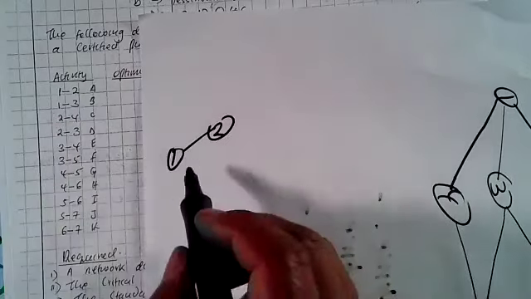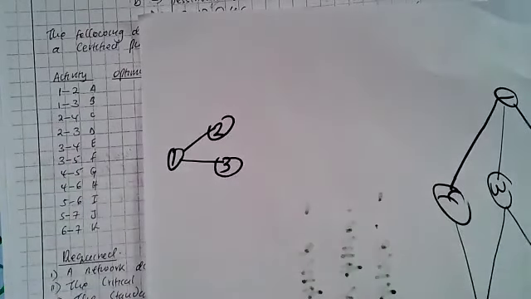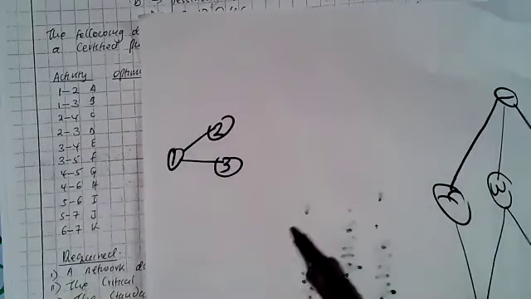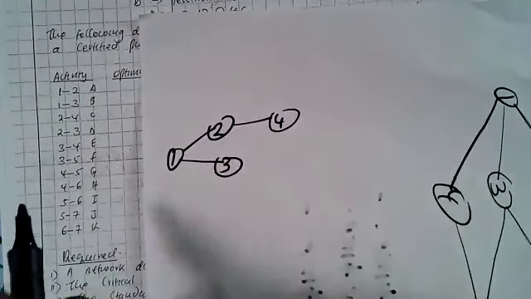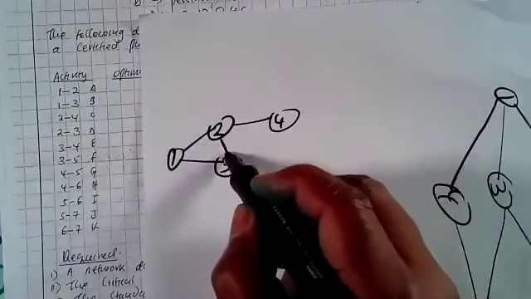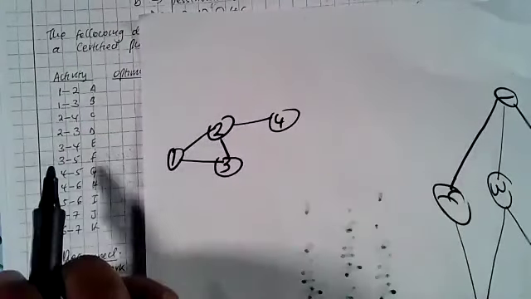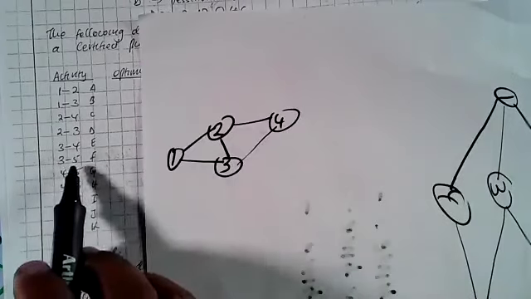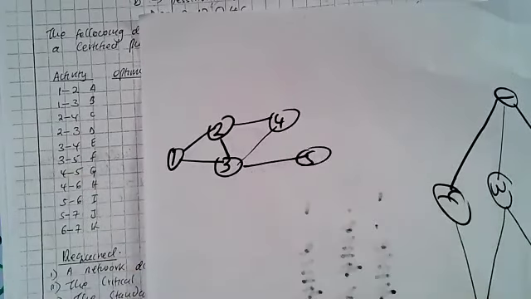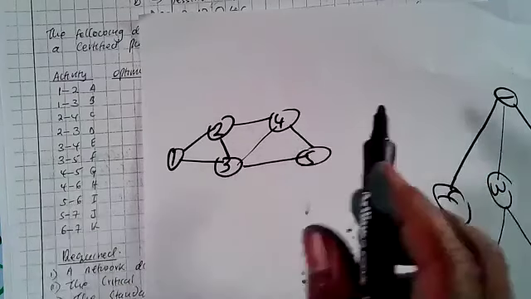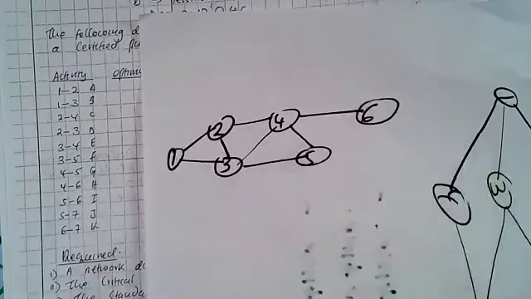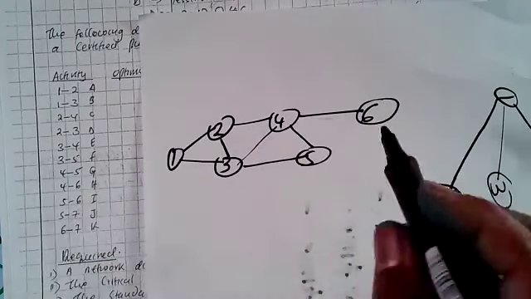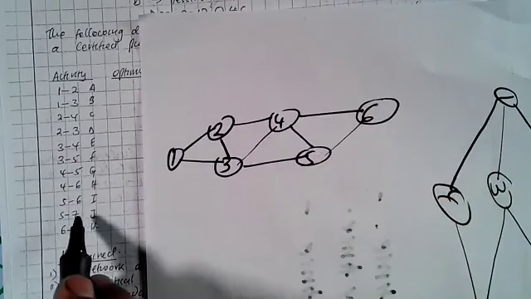Then 1 to 3, like that. Then 2 to 4. 2 to 3. Then 3 to 4. 3 to 5. 4 to 5. 4 to 6. 5 to 6. 5 to 7.